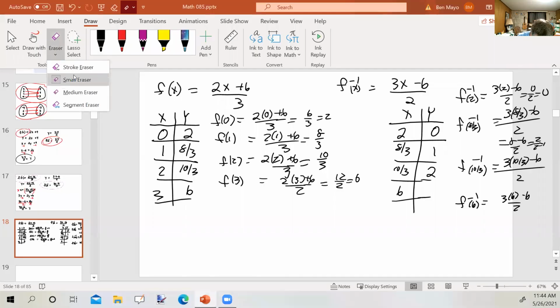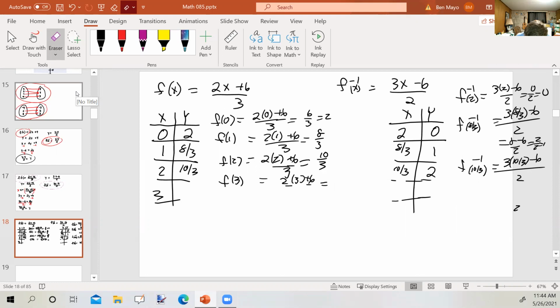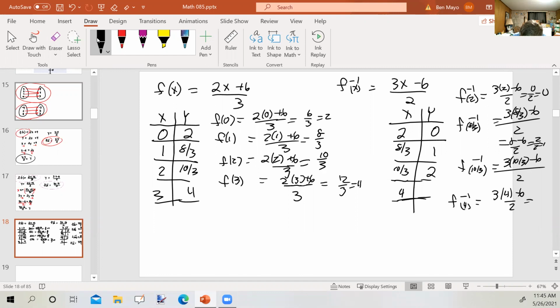My mistake was actually back here, where I wrote f of 3 equals 6 plus 6 over 2, and it should have been over 3, which is 12 over 3, which is 4. So then over here, I want to find f inverse of 4, which is 3 times 4 minus 6 over 2, which is 6 over 2, which is 3.